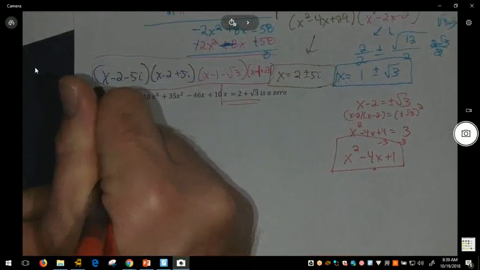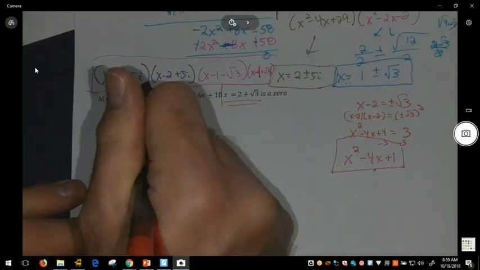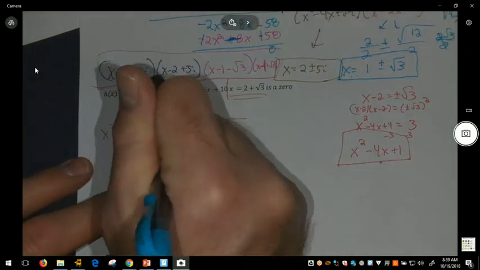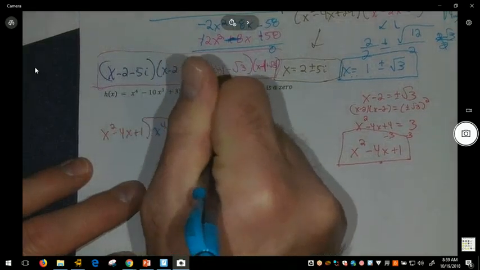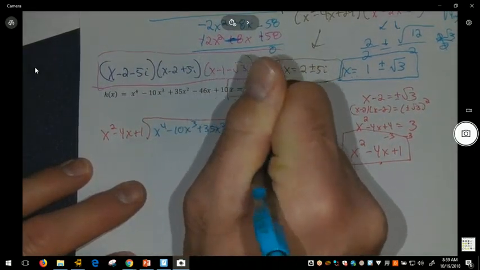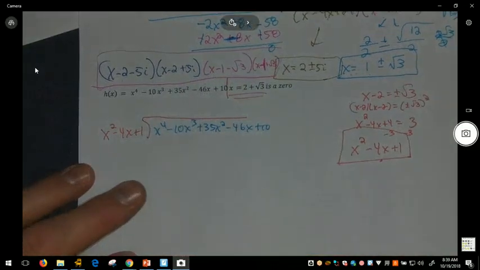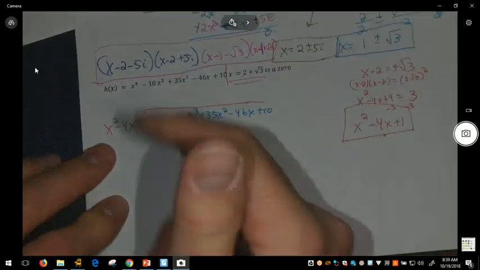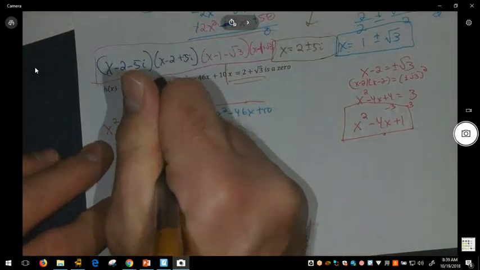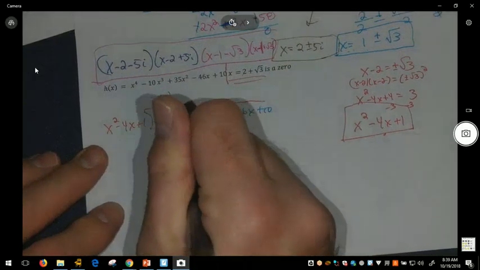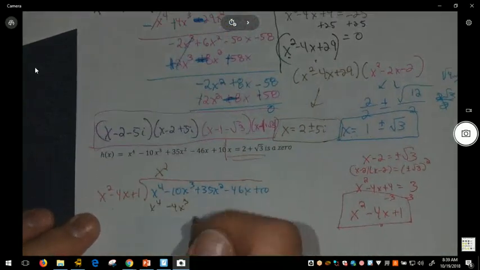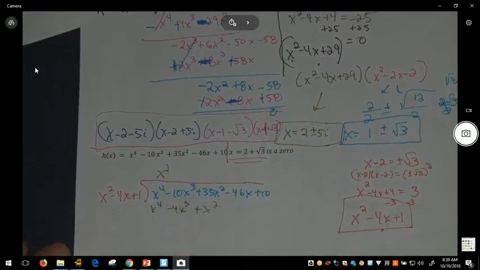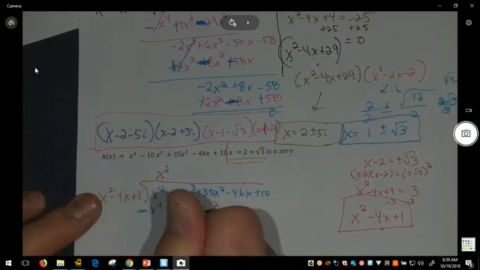We're going to divide that. That'll be our divisor. Our dividend is x to the fourth minus 10x cubed plus 35x squared minus 46x plus 10. X squared times x squared is x to the fourth. X squared times negative 4 is negative 4x cubed. X squared times 1 is positive x squared. I'm going to change the sign on everything.